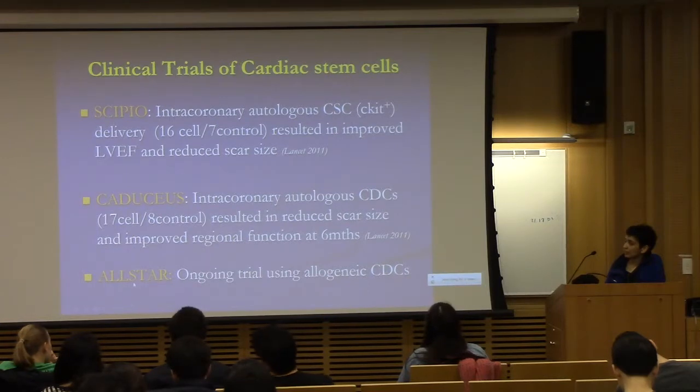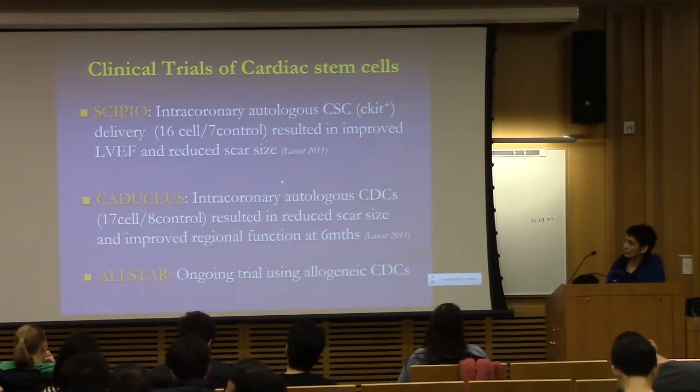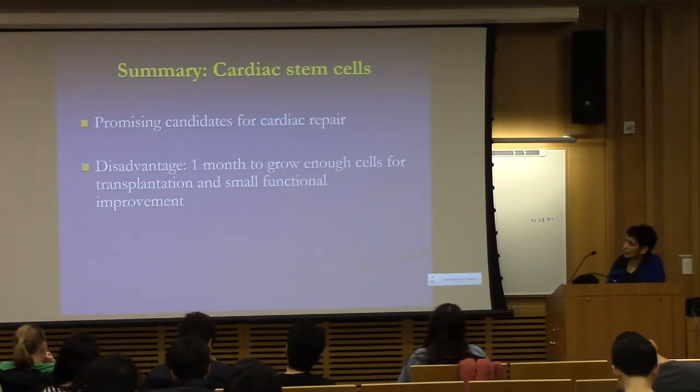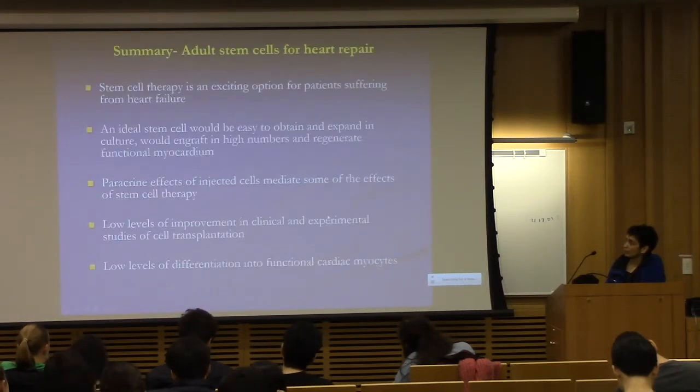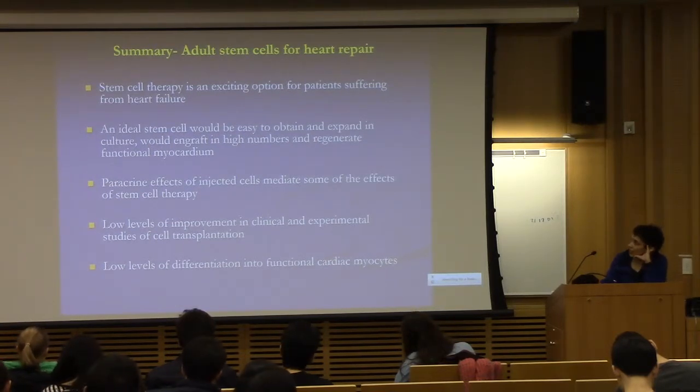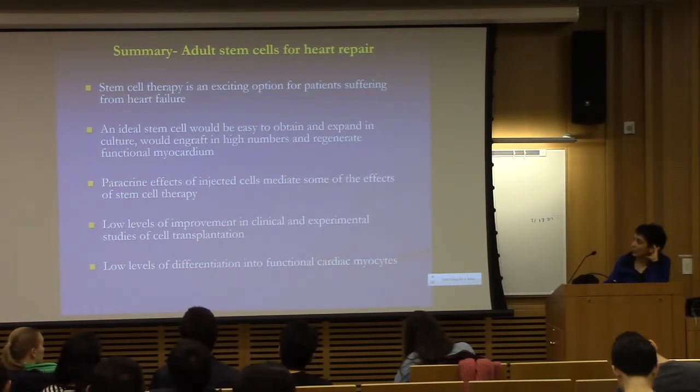And now there are phase 2 trials, ALLSTAR and DYNAMIC, where they are looking at these cardiosphere-derived cells, the cardiac stem cells, for cardiac regeneration. So to summarize, cardiac stem cells are promising candidates, but the disadvantage is it takes 1 month to grow enough cells, and the functional improvement is really small. To summarize, stem cell therapy is exciting, but we still don't have the ideal stem cell. Paracrine effects are the main mechanism.